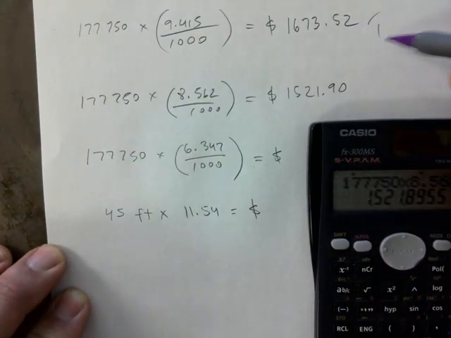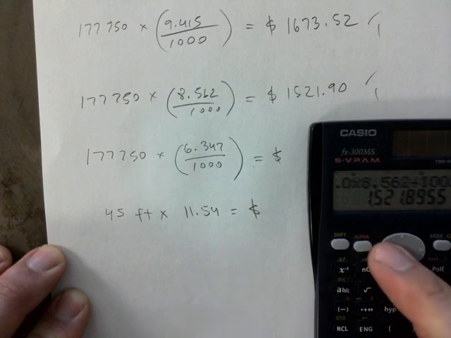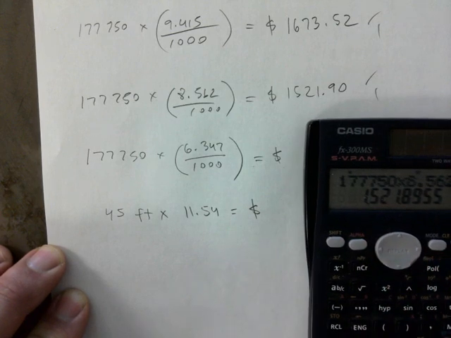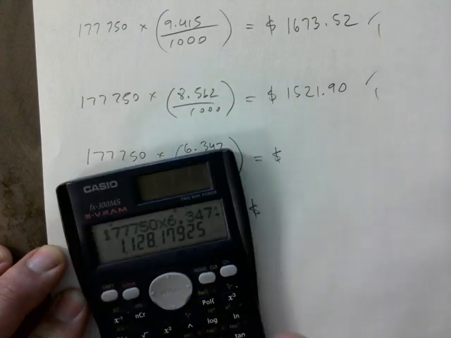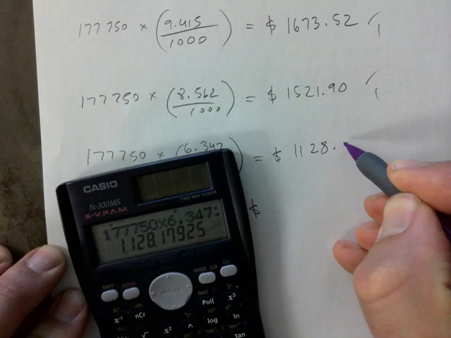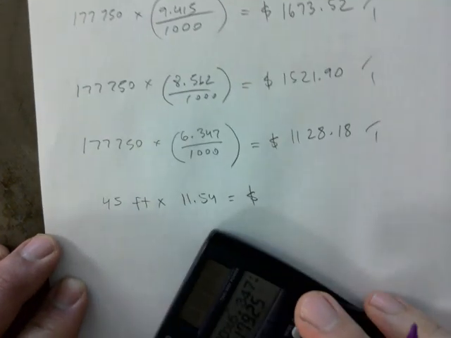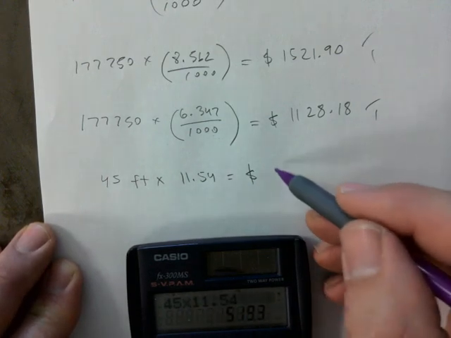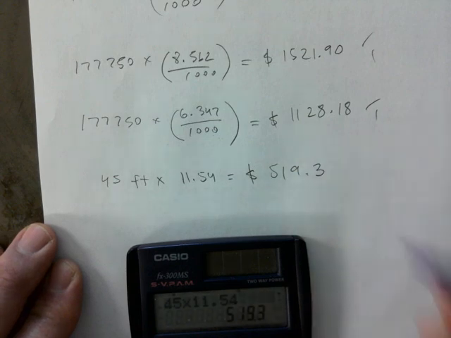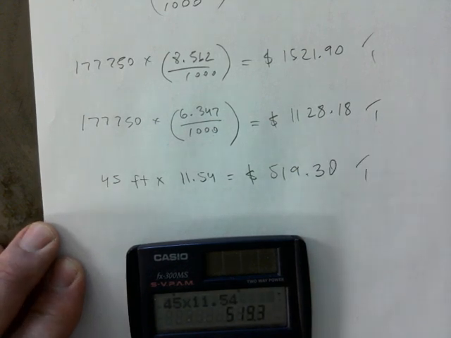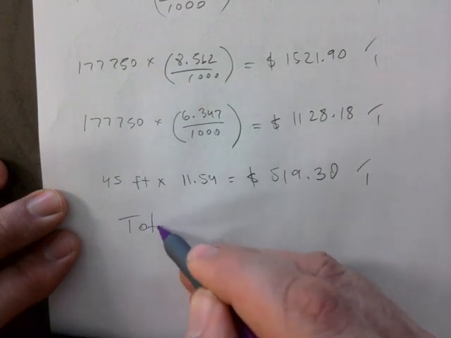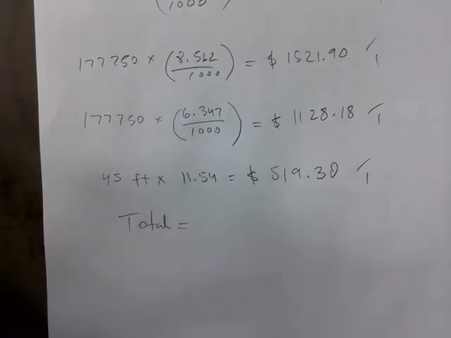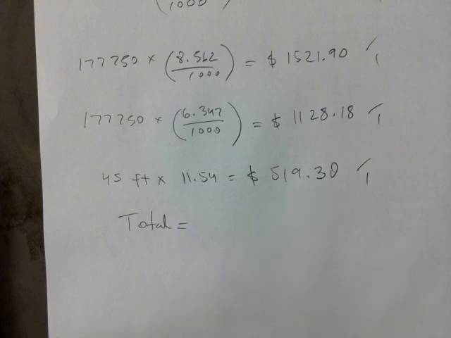I'm going to give you 1 mark for each. And then one more, 6.347. So that's 1128.18. Get a mark for that one. You get a mark for your improvement. A mark for that one. And then total, I would give you a mark for that as well. If you round it incorrectly, just take off half already.